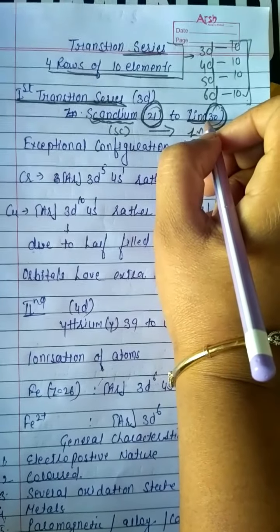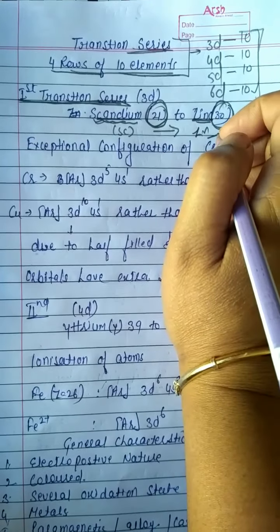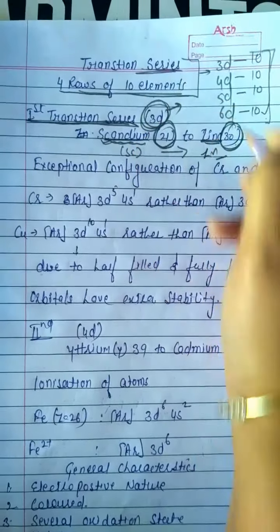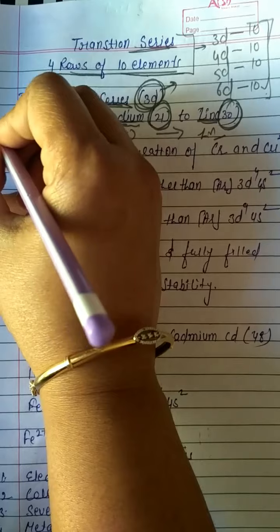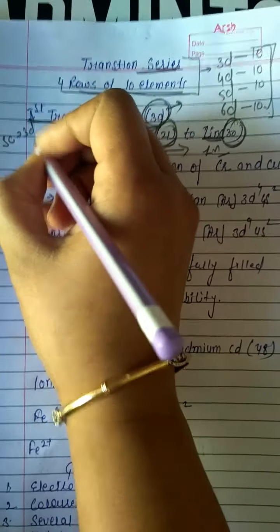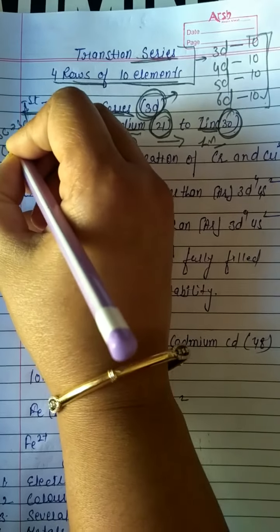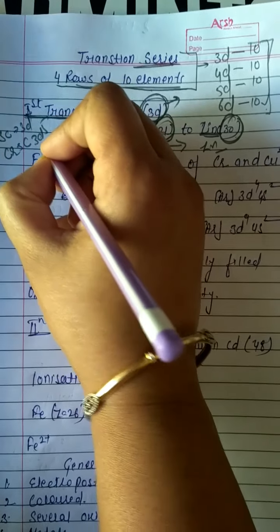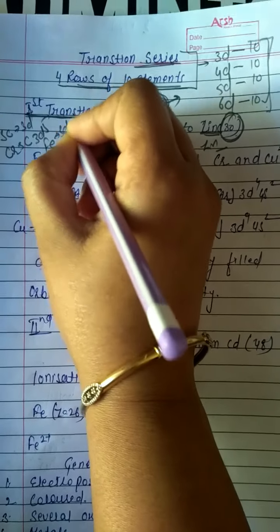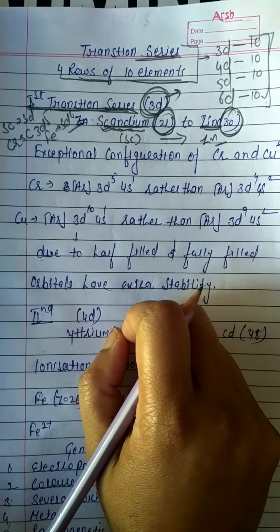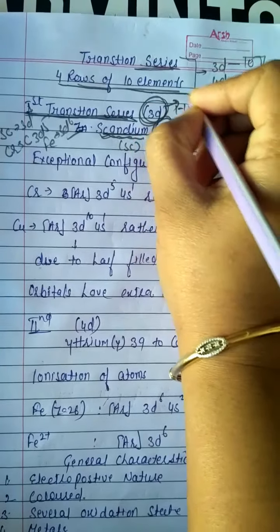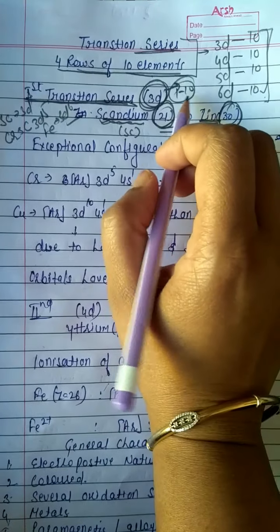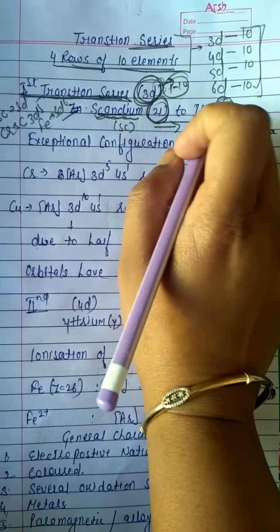That is called the first transition series, and in the first transition series we have to fill the electrons in the 3d orbital. In the case of scandium, that is 3d1. In the case of chromium, that is 3d5. In the case of iron, that is 3d6. Clear? It means 1 to 10 electrons are present, depending upon the element, how many electrons are present in the d orbital.